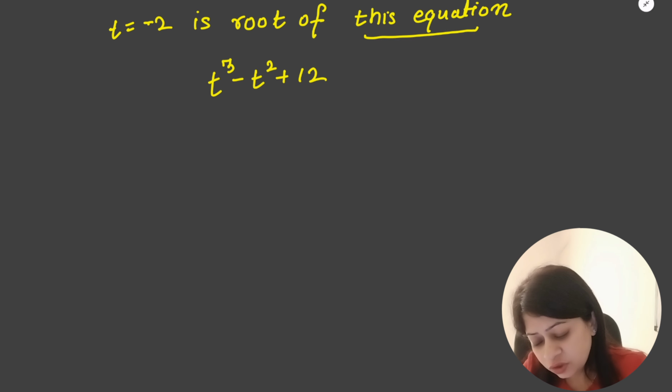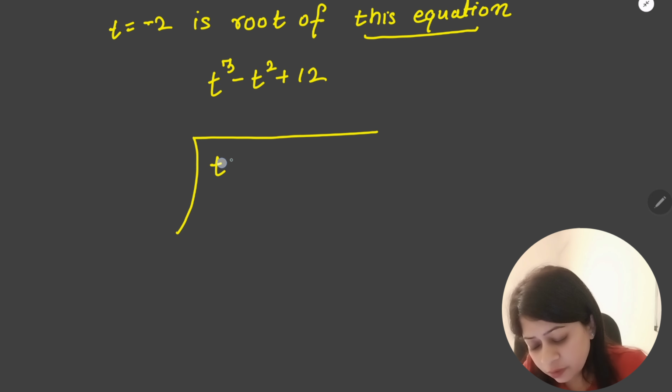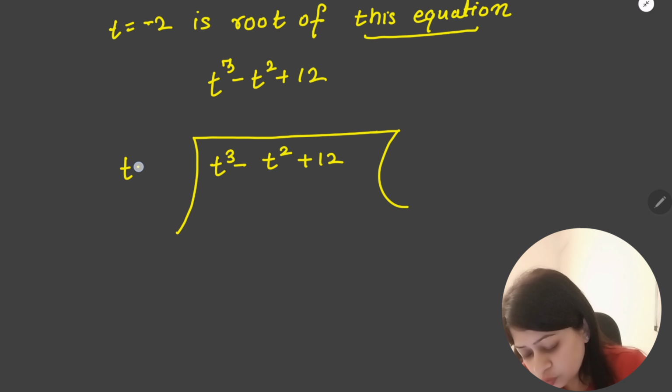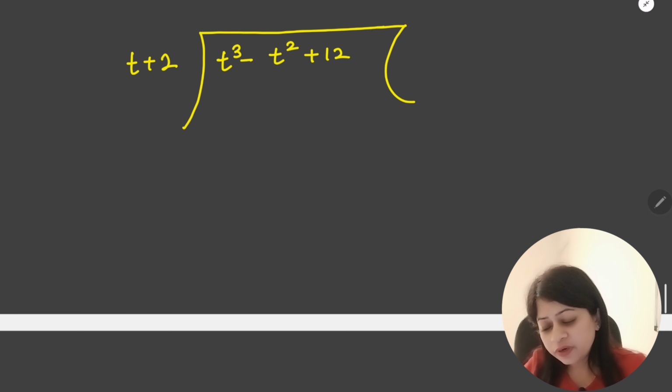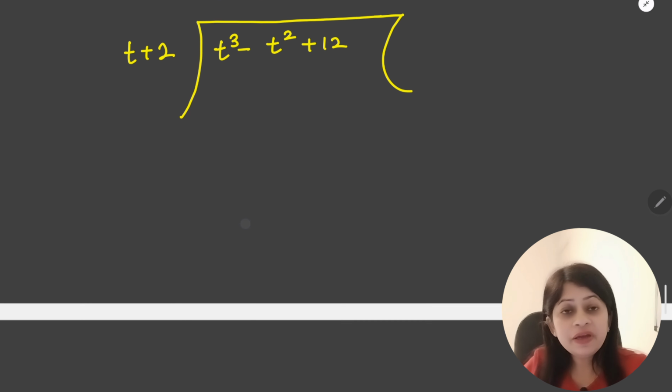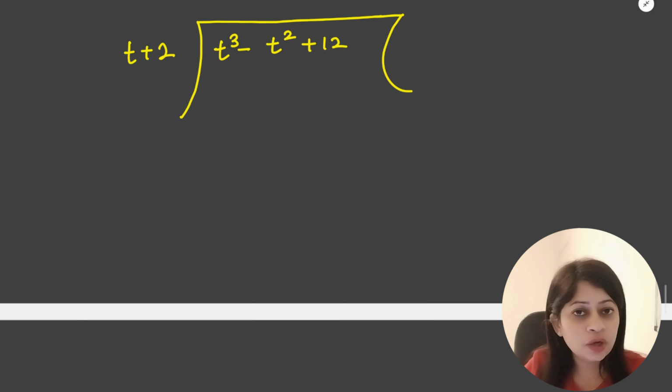For finding the other two roots, we divide this t cube minus t square plus 12 with t plus 2. If you bring this 2 here, it will become t plus 2 is equal to 0. Now we will divide this with t plus 2, and whatever we get will be a quadratic equation, and then we will solve that quadratic equation to get our answers.